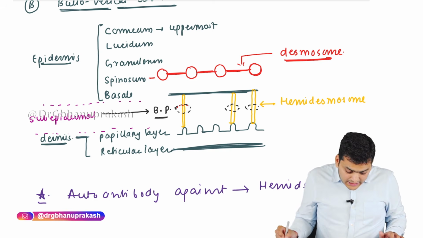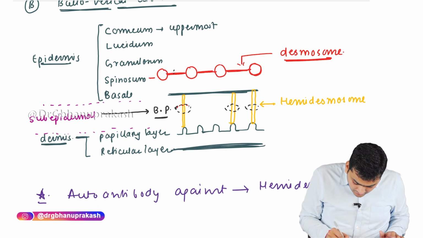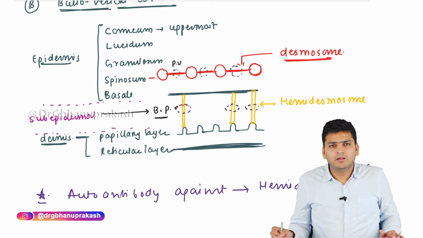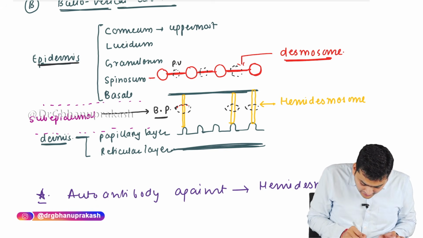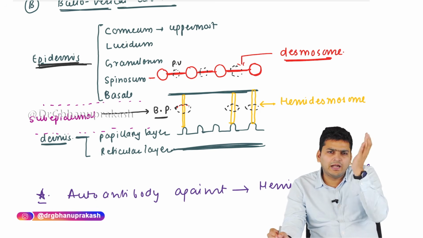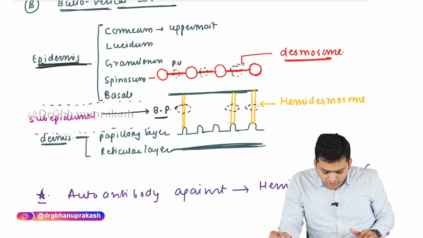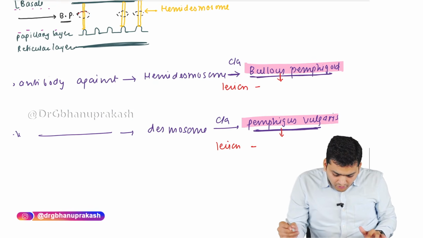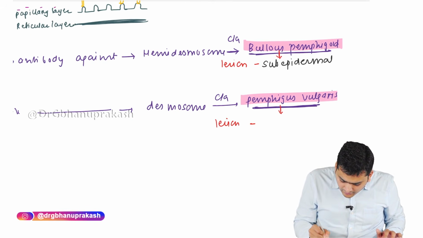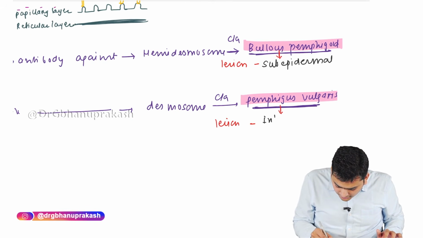Subepidermal. Whereas in the pemphigus vulgaris, the desmosomes are going to be destroyed like this. This is the pemphigus vulgaris, PV. Where is the lesion? Inside the epidermis. So they ask which is having intraepidermal and which is having subepidermal lesions on the biopsy. So the bullous pemphigoid is going to have the subepidermal, whereas the pemphigus is going to have the intraepidermal.